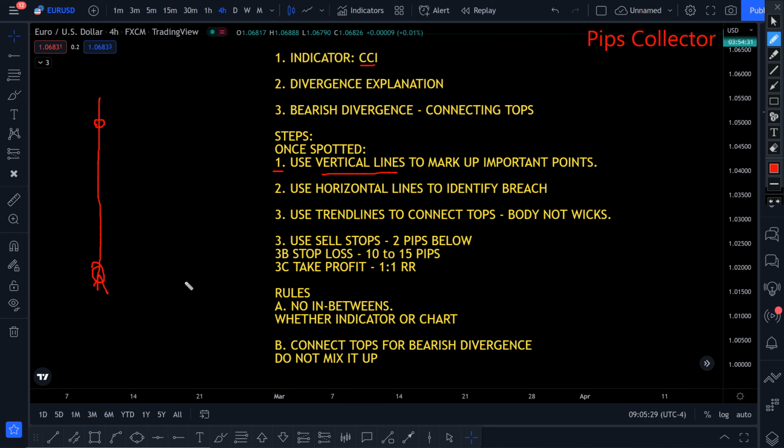We'll move to the secondary point and repeat the same process, nothing different. Then you use horizontal lines, though I'm going to do this on the chart as well, to identify where, once price starts coming back, the indicator crosses the horizontal line before the chart, or vice versa, that is, the chart crosses before the indicator. You use trend lines to connect bodies, not wicks. We don't connect wicks, we connect bodies.